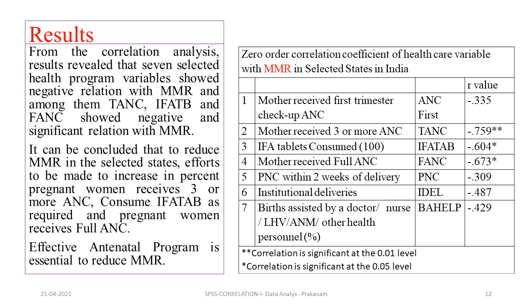If you see the left side, mother received first trimester checkup with MMR is minus 0.335, which has been borrowed from the calculated SPSS correlation matrix. If we see the variable mother receiving 3 or more ANC, minus 0.759, significant. Therefore, we have to interpret these results.